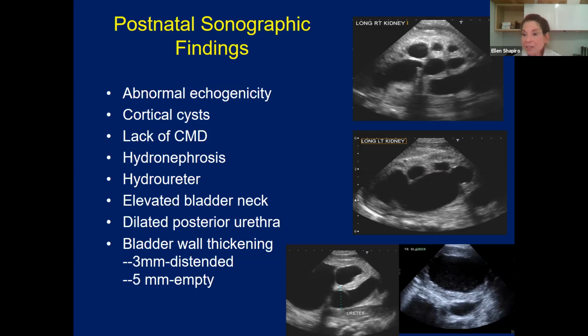He said, well, what did the VCUG show? And I stood there, of course, dumbfounded. And in fact, this baby had valves, and there was no dilation because the urine output was so poor and the kidneys were so bad.